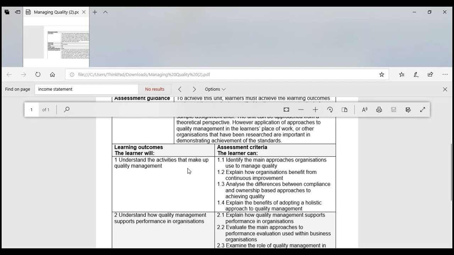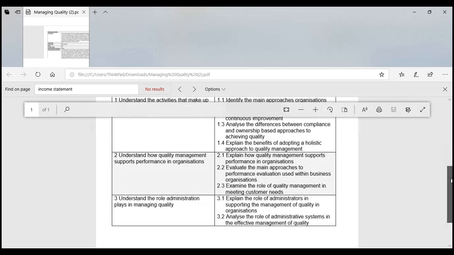We discussed different approaches of quality management. We discussed Six Sigma and TQM, total quality management, during our last lesson. We discussed how quality management supports organization performance. Performance we always discuss based on cost, time, and quality, and performance always means exceeding the customer's expectation. We discussed the role of quality management in meeting customer needs. We discussed the gap model as well, and various approaches to quality management.